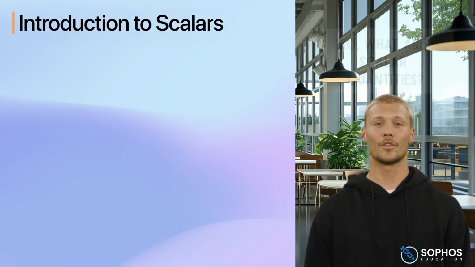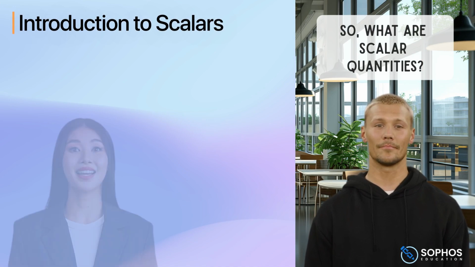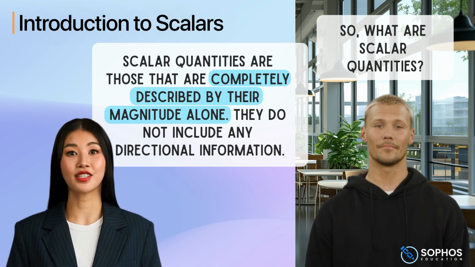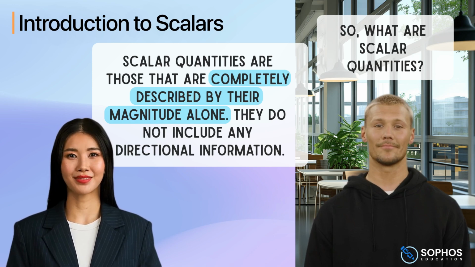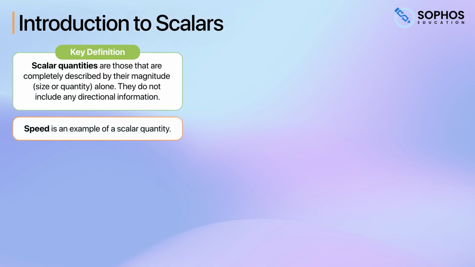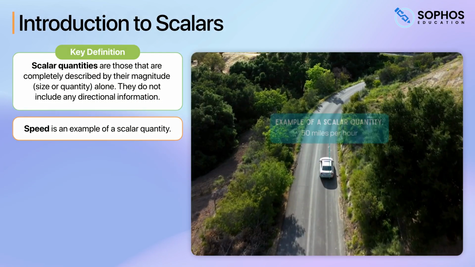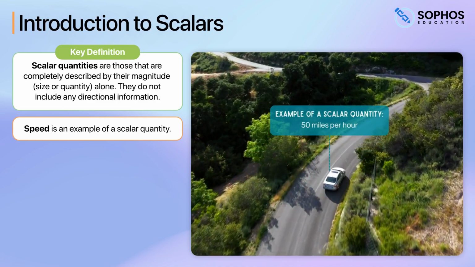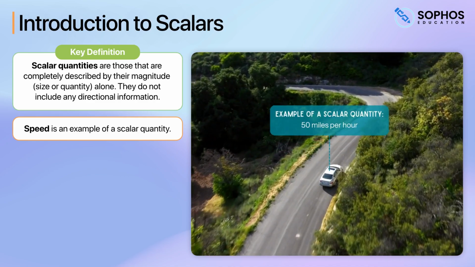So, what are scalar quantities? Scalar quantities are those that are completely described by their magnitude alone. They do not include any directional information. One example of a scalar quantity is speed. For instance, when you say a car is moving at 50 miles per hour, you're only talking about how fast it's going, not which direction.